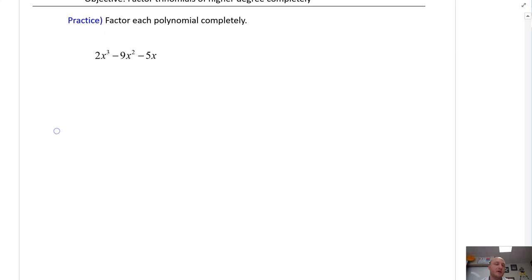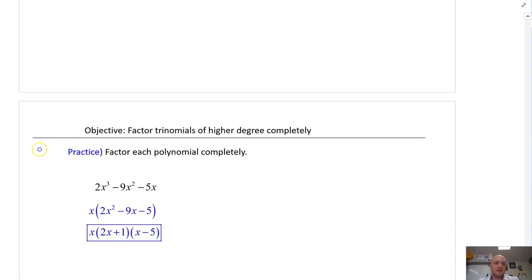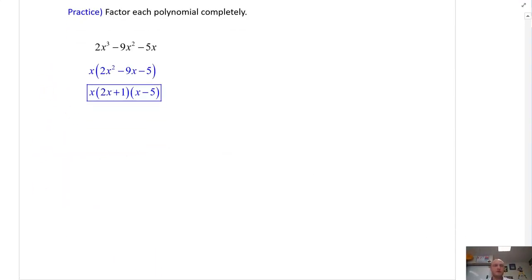And then last but not least, here is the very last practice problem. Please pause the video and try this one. Okay, hopefully you tried it. Here is the solution. You have a GCF of x, and again, a plus b has to equal negative 9, and a times b has to equal negative 10. So that's going to be a positive 1 and a negative 10. Then you can factor out to get your factored form.